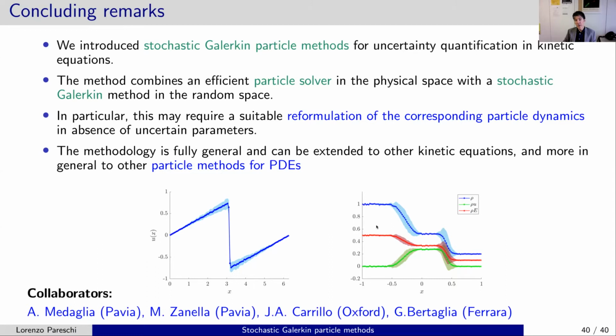This in practice is not really relevant because we don't really need such high accuracy due to the low accuracy of the particle dynamic. But if you want to observe spectral convergence, then there may be the need of some regularization of the indicator function by using some sigmoid function or something like that.